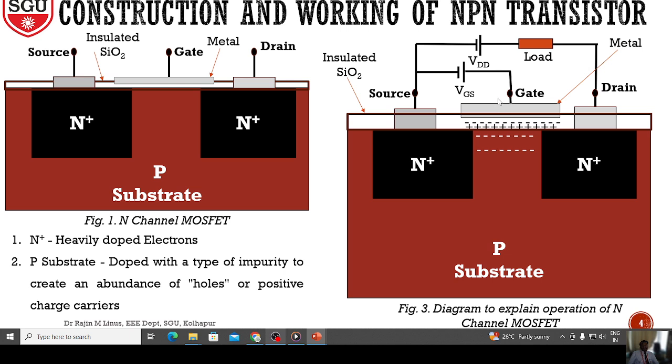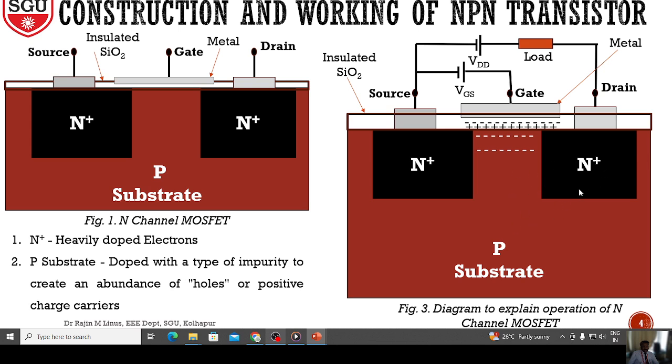So now due to this, a voltage will be generated. The polarity will be negative on the upper side and positive on the lower side. This negative will repel the electrons, so the electrons in the n plus layer will try to move towards this.